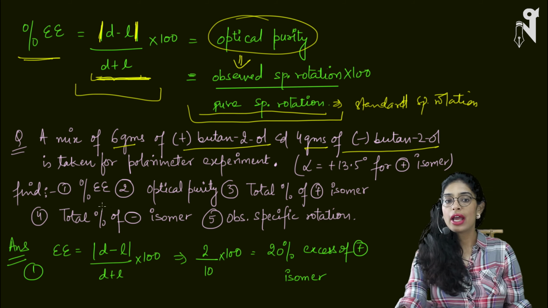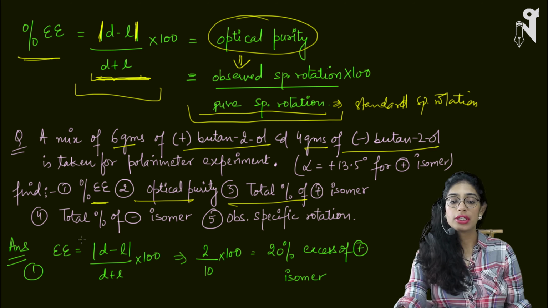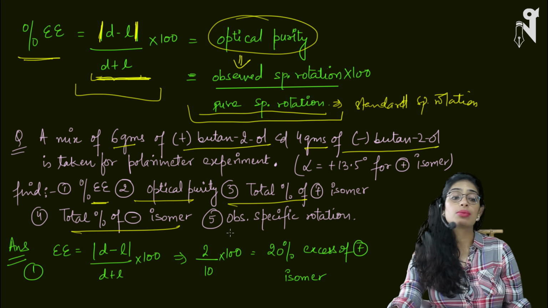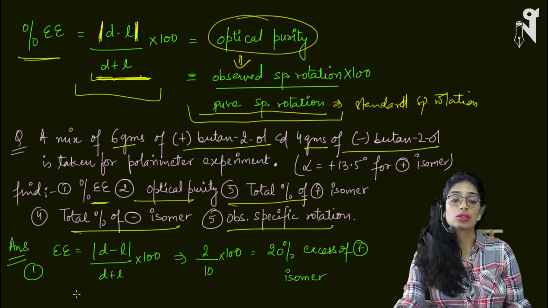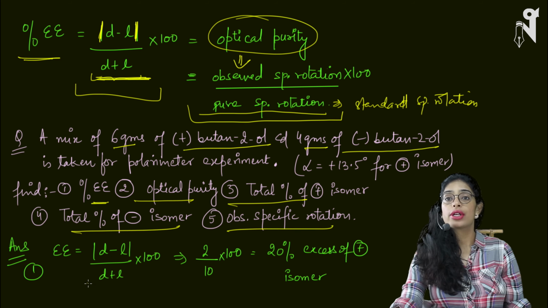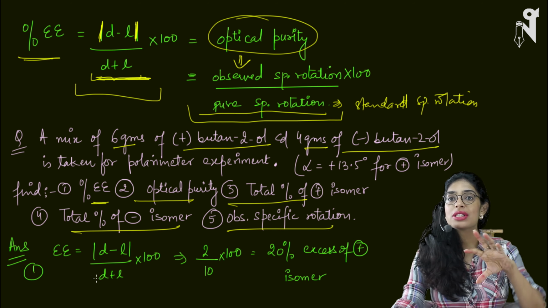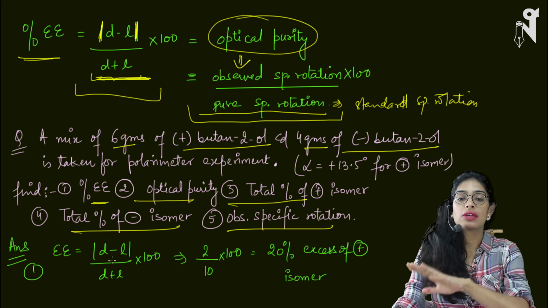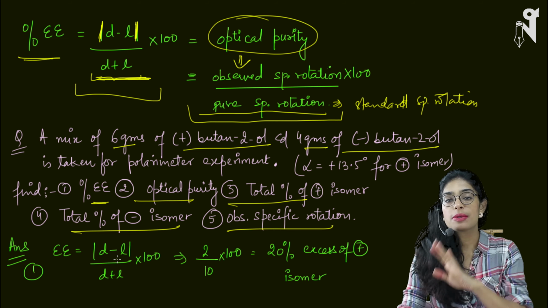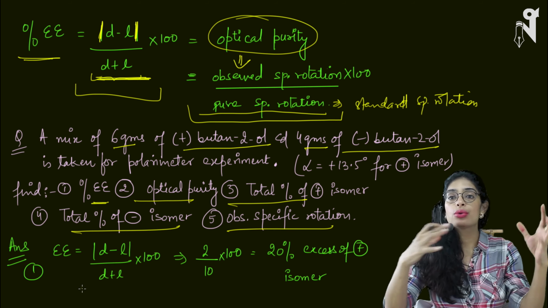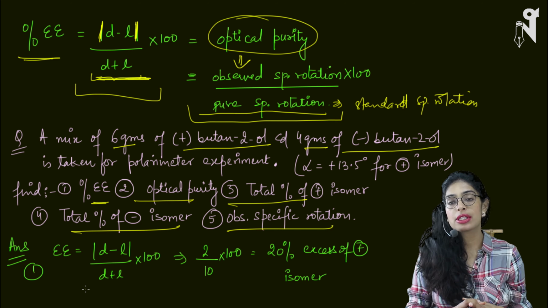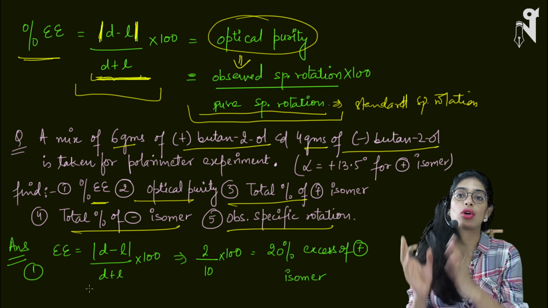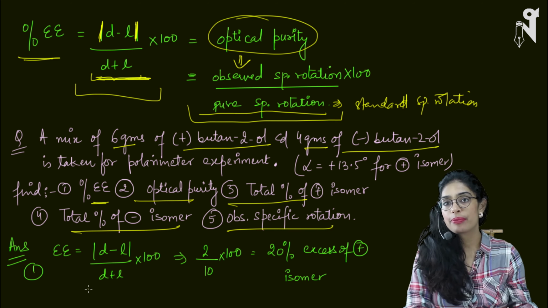Okay, what all do we have to find out? We have to find out percentage enantiomeric excess, optical purity, total percentage of plus isomer, total percentage of minus isomer, and observed specific rotation. Observed specific rotation means change. What change do you see? The pure specific rotation has already been given, but due to this mixture, what change has happened in the specific rotation, that can be called the observed specific rotation.